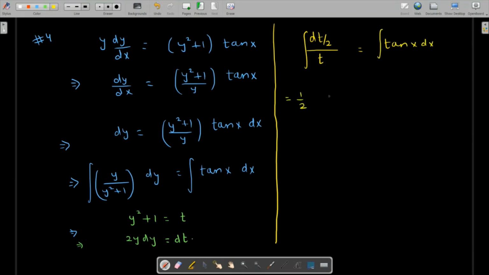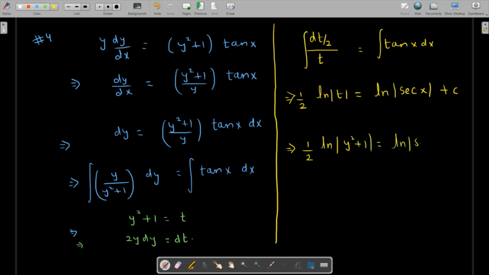Now the integration of dt/t becomes natural log of t, and the integration of tan x is natural log of sec x. So we are going to write sec x over here, plus the constant of integration c. But mind that we cannot leave the solution like this, because t is a variable which we introduced. So we are again going to replace t by y² + 1, and the rest of the terms remain as they are. So this will be the final solution.